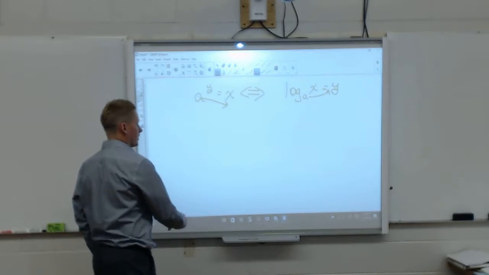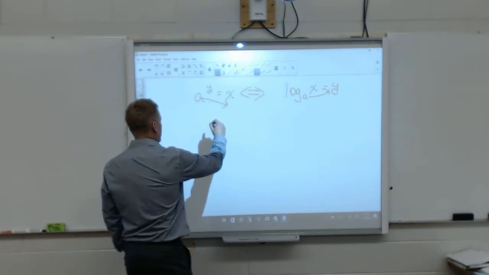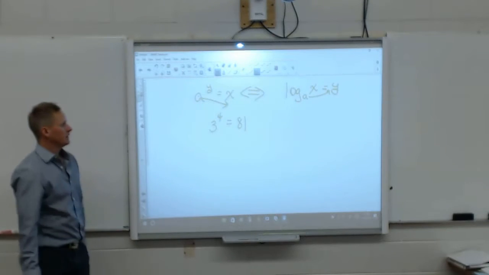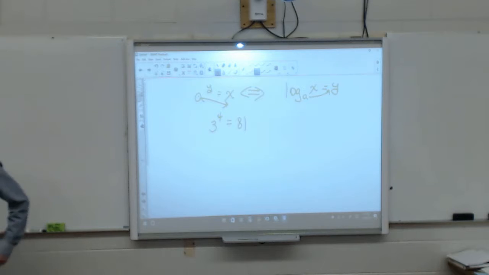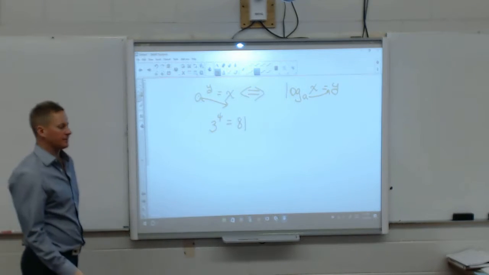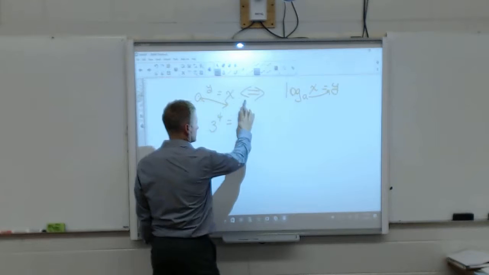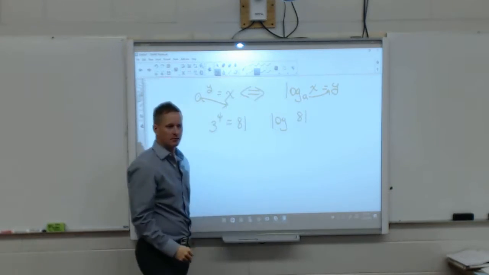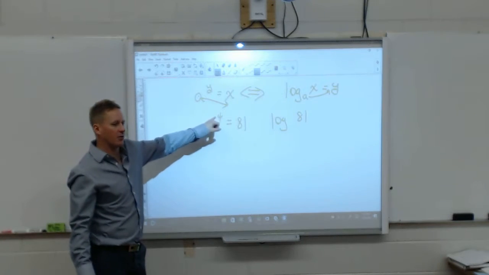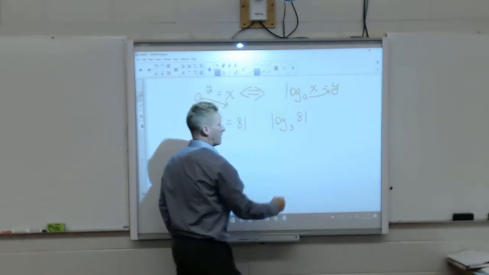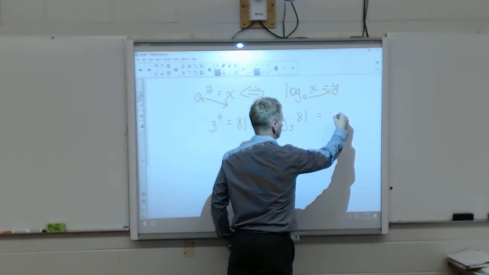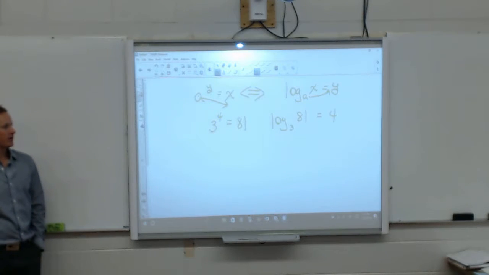So I'm going to show you how this works. First one, 3 to the 4 is equal to 81. It says, rewrite this exponential in logarithmic form. So the log goes on the same side as the number that's down. So the log of 81, and my base for my exponent becomes my base for my log, 3. And what is the log of 81 to the base 3 equal to? 4. So that's how we convert it.